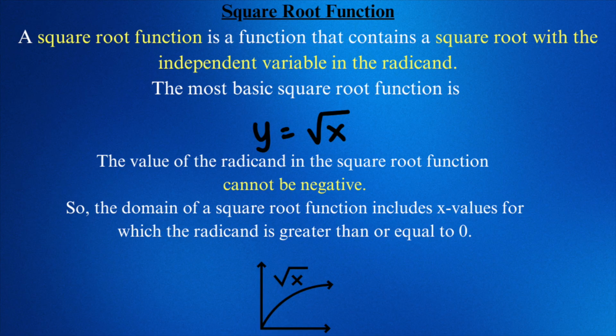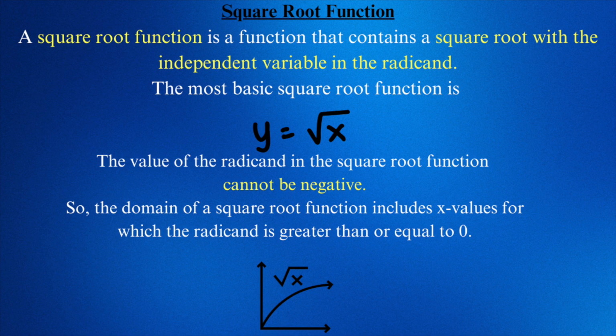Okay, today we're going to be looking at square root functions. So this is going to be an equation that contains a square root. And we're going to be talking about the fact that our independent variable is going to be in the radicand. When we say radicand, that means underneath the square root sign. That's how we are going to be solving, by looking at the radicand to determine our domain.